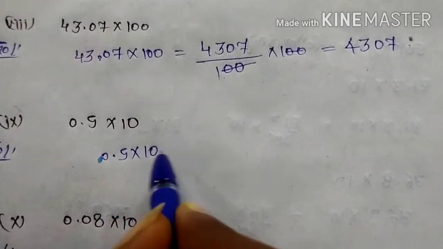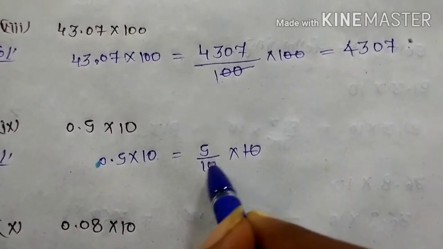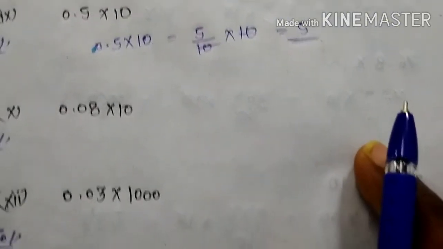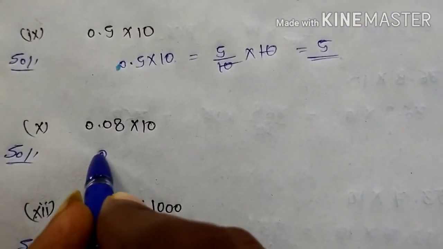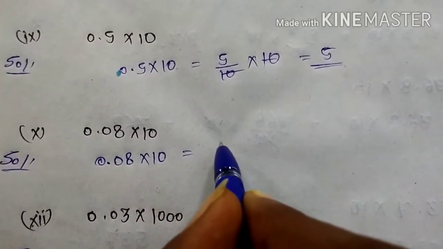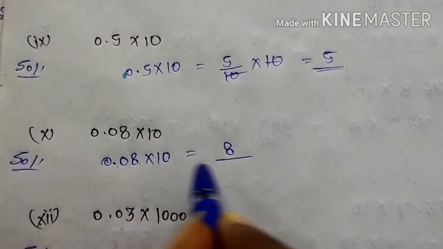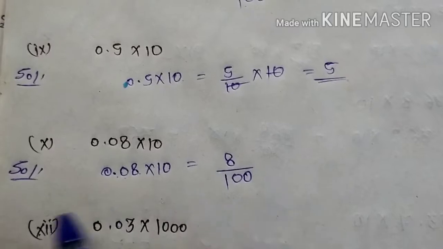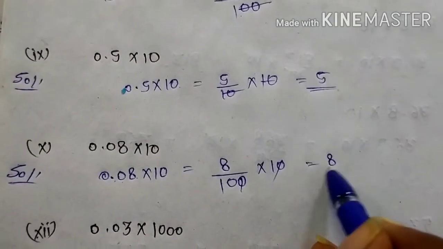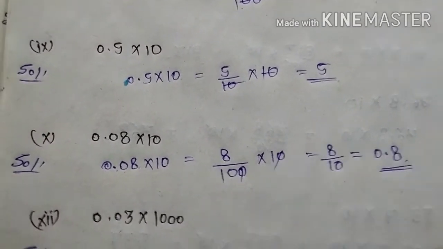Next, 0.5 into 10 means you can write 5 by 10 into 10. The 10 cancels, and 5 is your solution. Next one, 0.08 into 10 means you can write 8 by 100, because after the decimal point you have 2 digits, so you write 2 zeros. 100 into 10. The zeros cancel, so you are getting 8 by 10, which is 0.8. That is your solution.